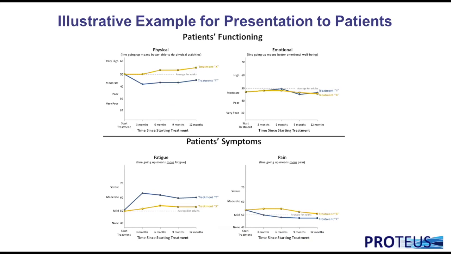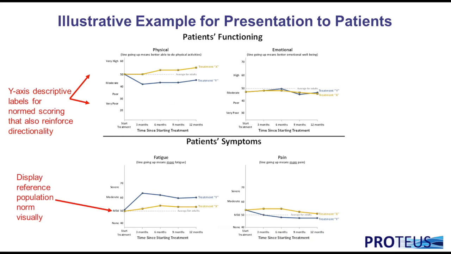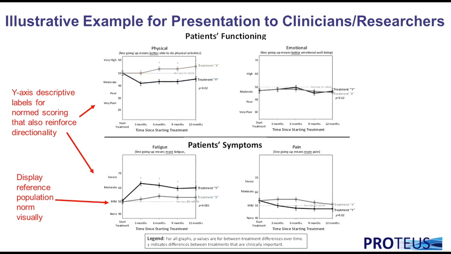This example shows normed scoring for display to patients. It does display the general population average of 50, as well as including the y-axis descriptive labels. As with the non-normed scoring, these labels should be placed based on where evidence suggests they belong. And this slide shows the normed scoring for display to clinicians and researchers with the same annotations.